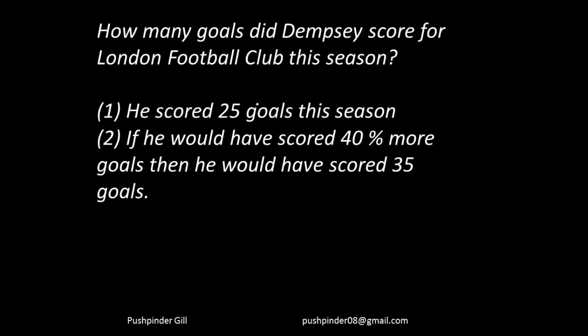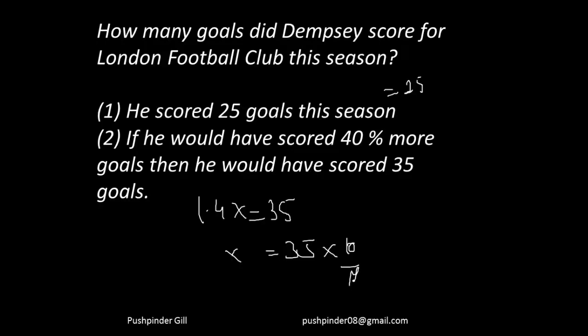Look at this. How many goals did Dempsey score here? 25. How many goals did Dempsey score here? 1.4x is equal to 35. That means x is equal to 35 into 10 by 14. So even if I say 7 times 2 and 7 times 5, 2 times 5 and 2 times 5, that gives me 25. So I'm getting the 25 answer here, and I'm getting the 25 answer here. This is a very nice way of checking that my answer is right. So both the statements will give you the exact same answer if the answer choice is D.